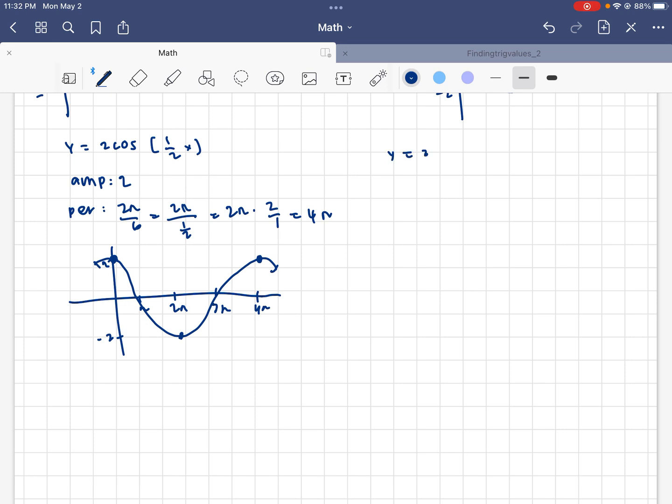Y equals 3 cosine 2x. Amplitude is 3. Period is 2 pi over b, which, hold on, my writing just keeps getting messier and messier. What did I write? Okay, that's a 3. 2 pi over 2. Okay, our period is pi.